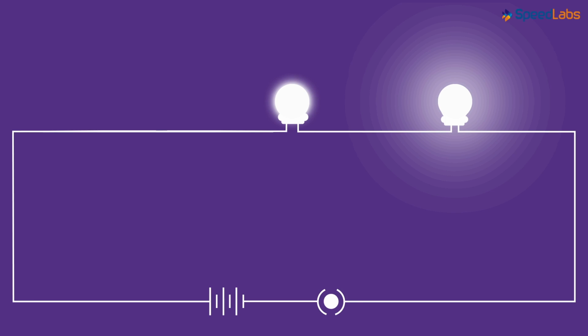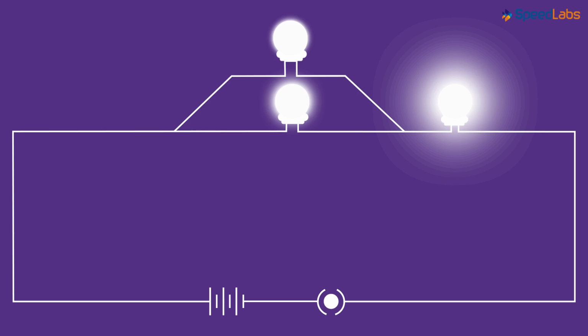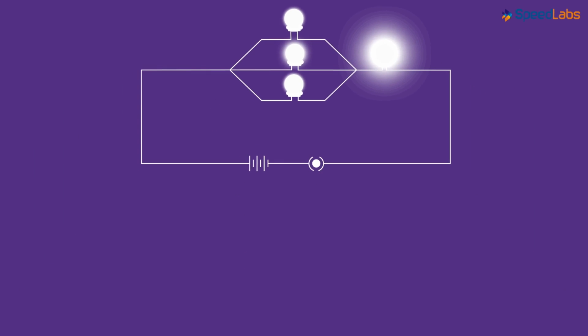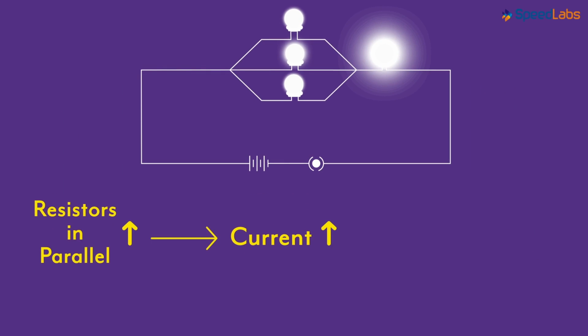Now we add a light bulb in parallel. What did you notice about the brightness of the test bulb? It increased, that's right. After we add another bulb in parallel, we see that the test bulb glows in a brighter fashion. The overall current in a circuit increases as the number of resistors connected in parallel increases, which means that the overall resistance in the circuit decreases.